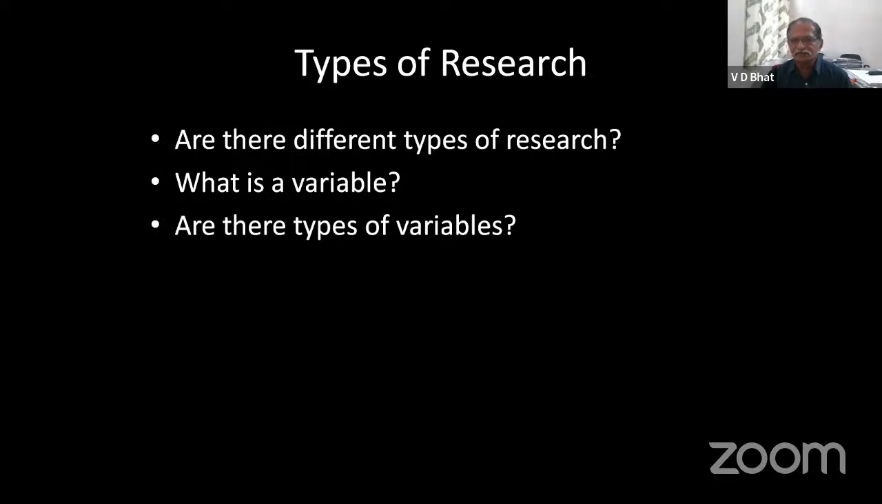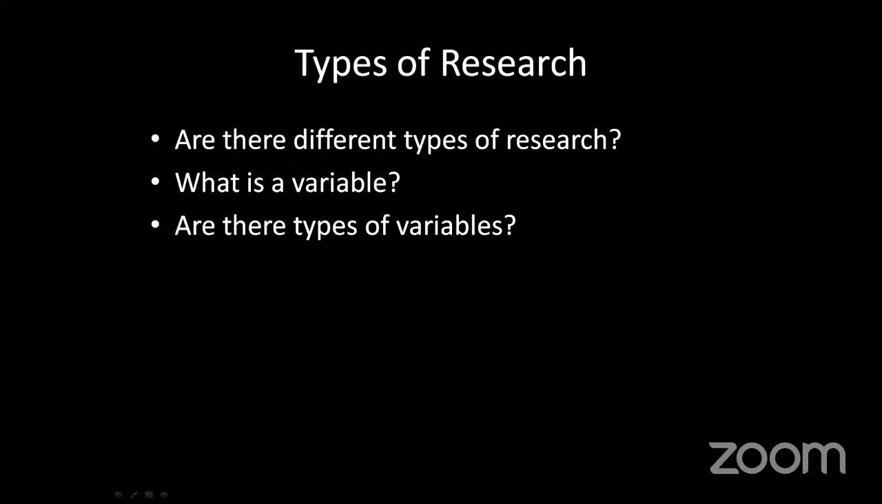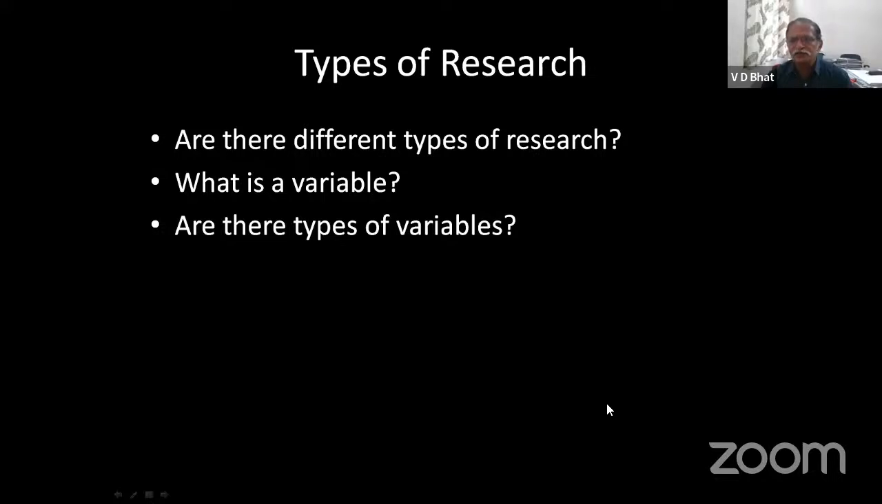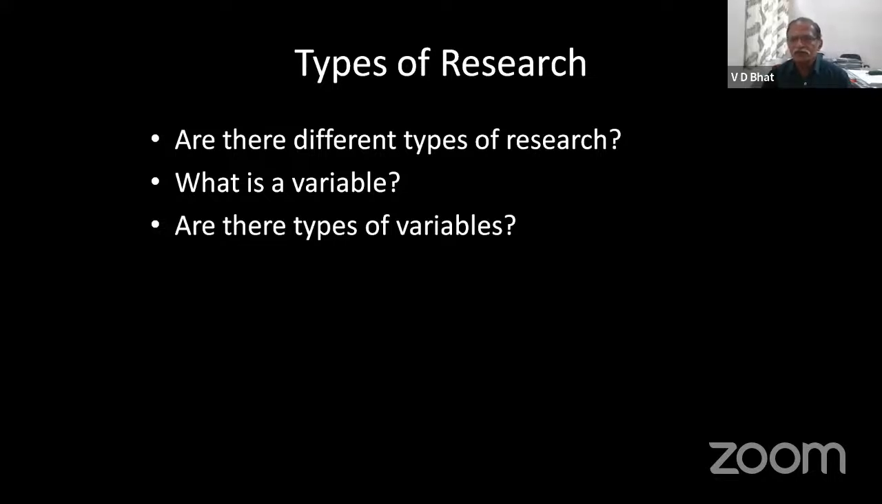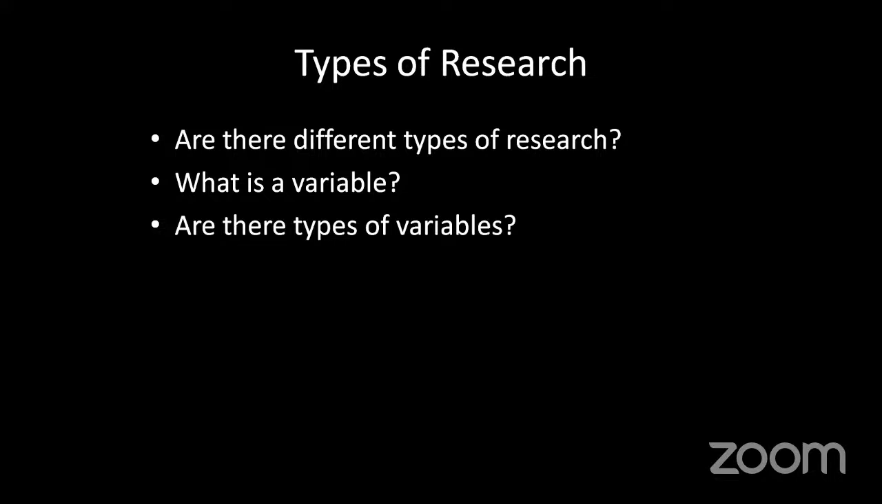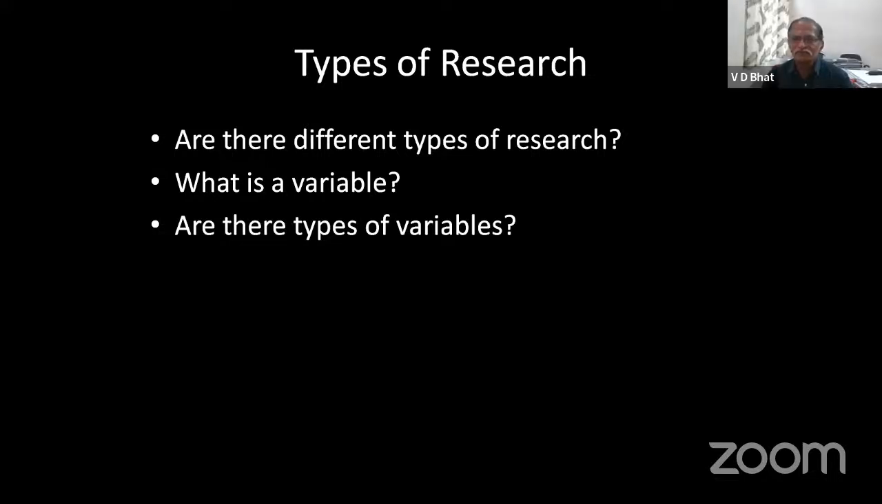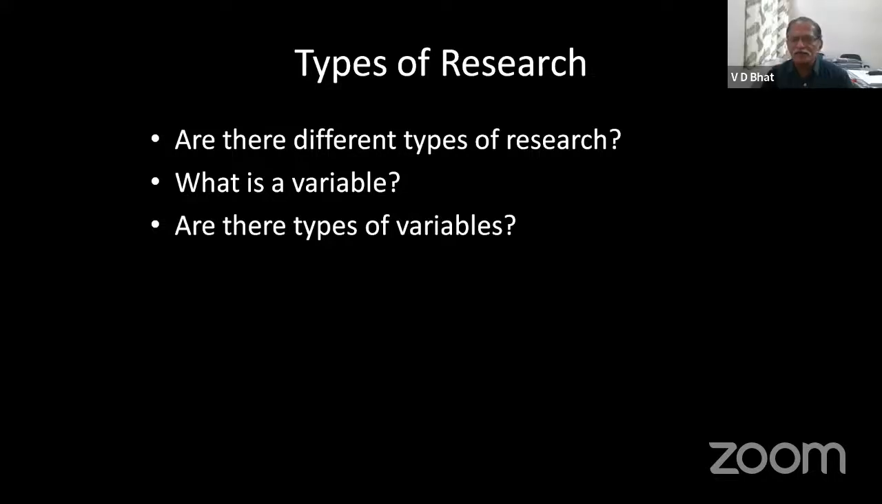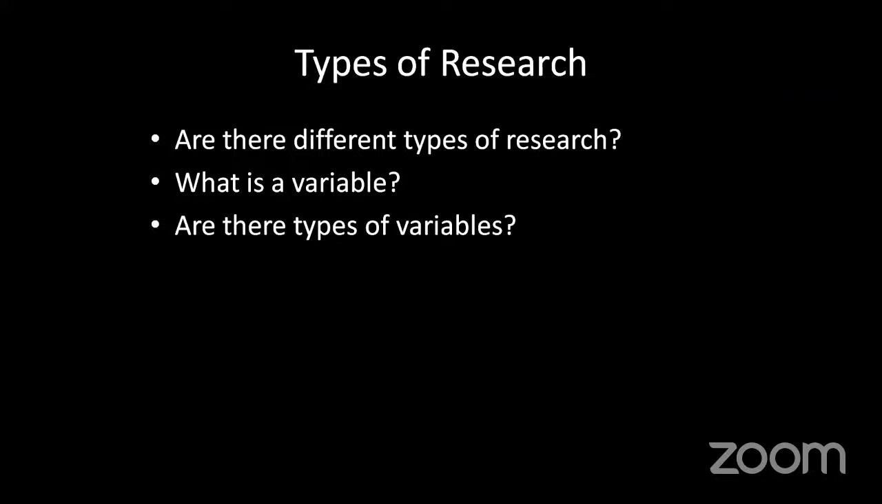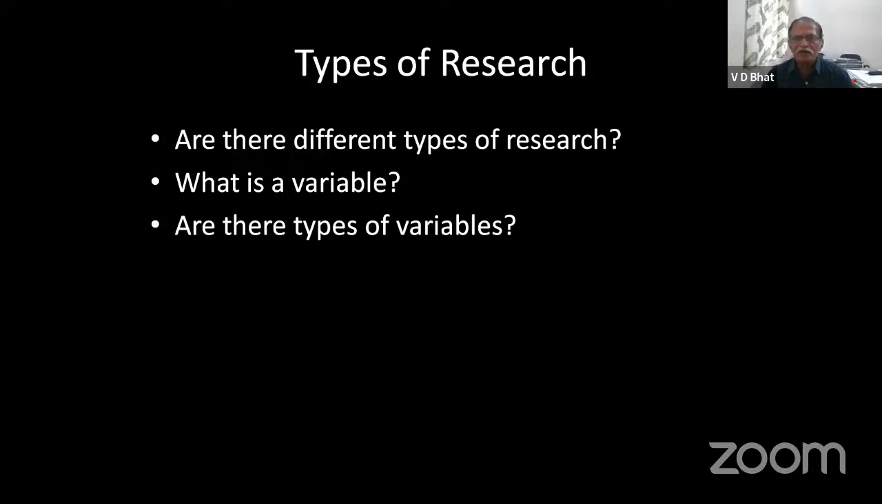A variable is that which changes its value, right? What is the opposite of variable? Constant. That is something which doesn't change. And we are not studying any constant. We are studying variables. And variables, you know, can be classified in so many ways.